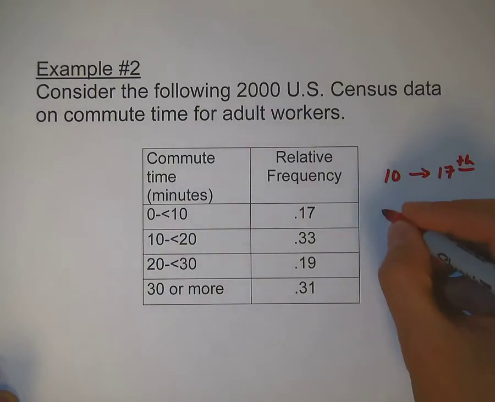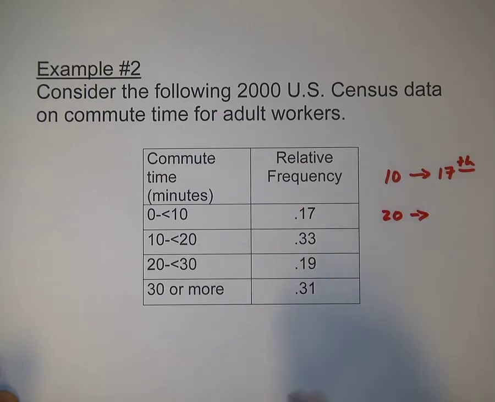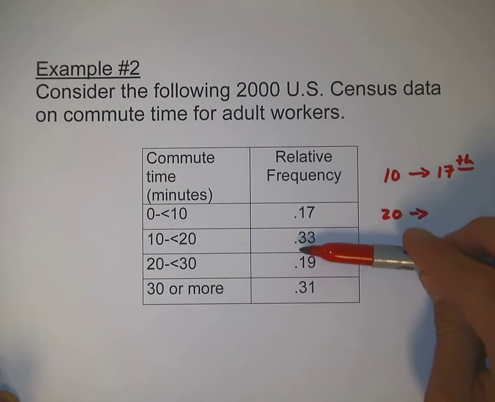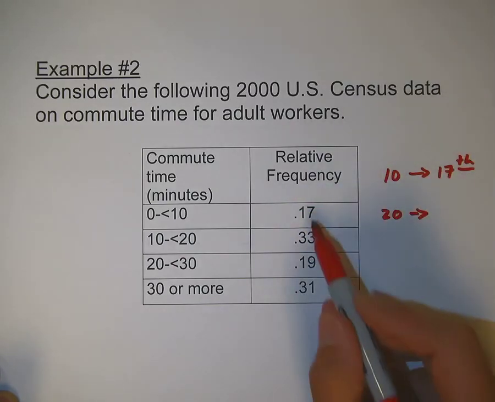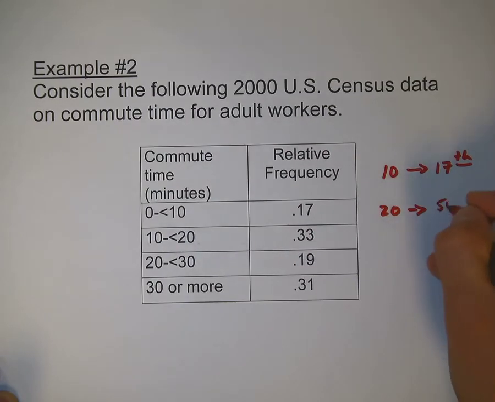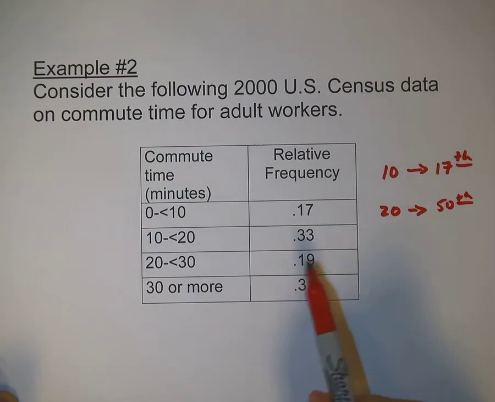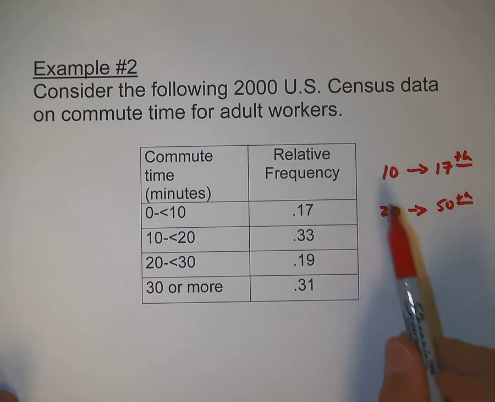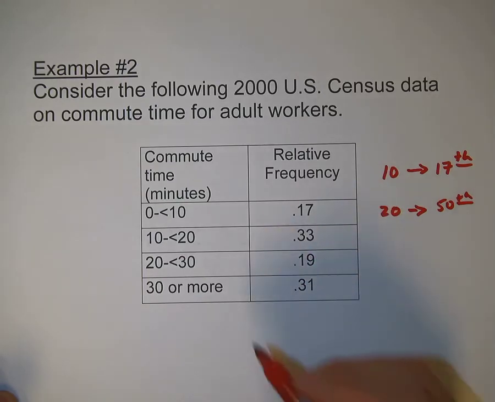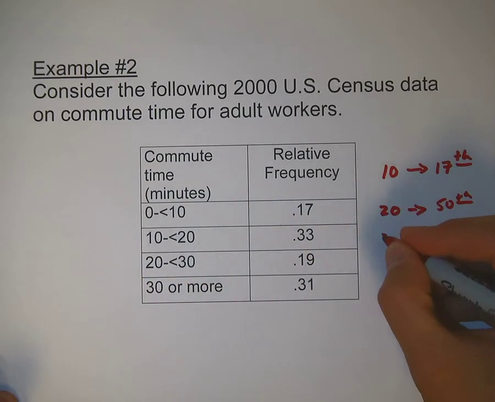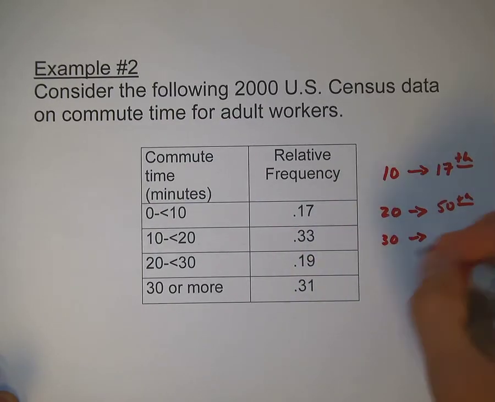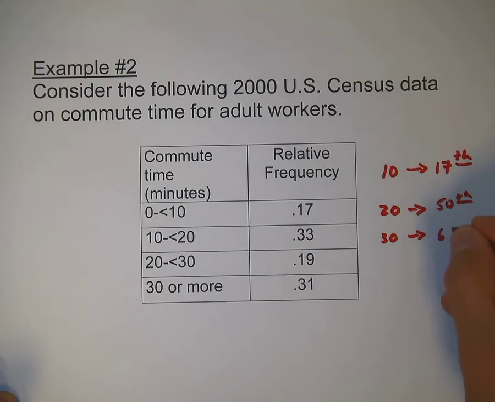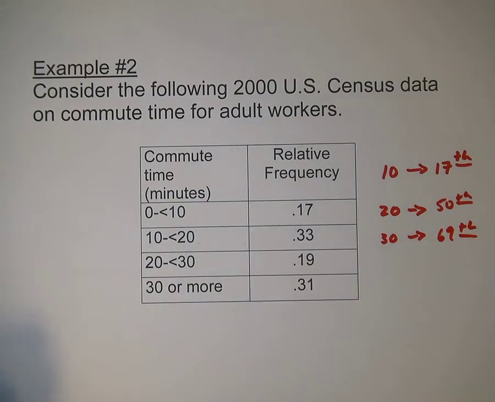If we look at the next boundary, 20, we want to know what percent of people are at 20 or less. Then we could just add these two. So it's really like the cumulative relative frequency. So that'd be at the 50th percentile. So 50% of people take fewer than 20 minutes, 50% take more than 20 minutes. We could also go to 30. Excuse me, 30 would end up being the 69th percentile.